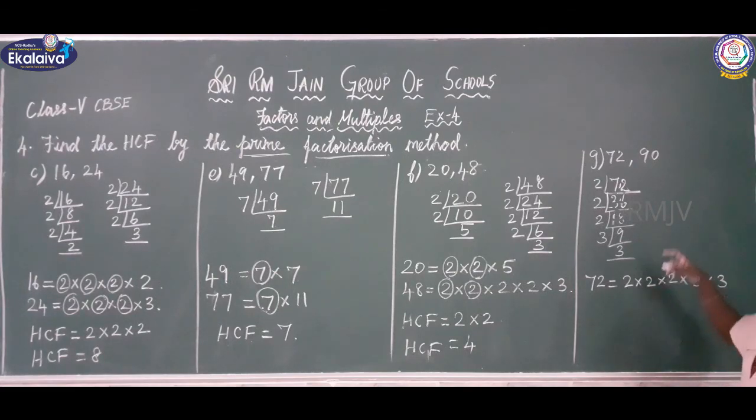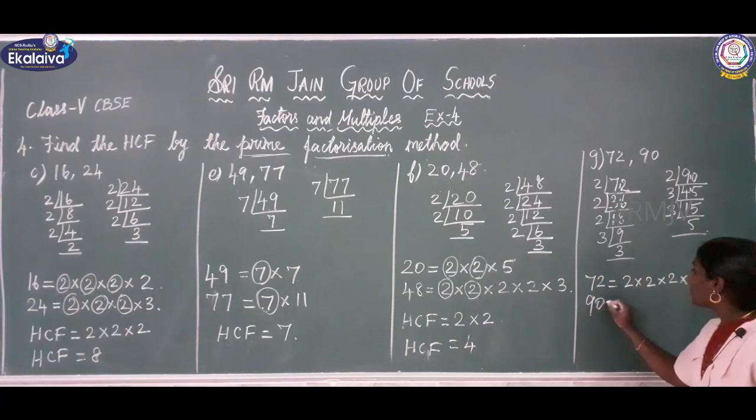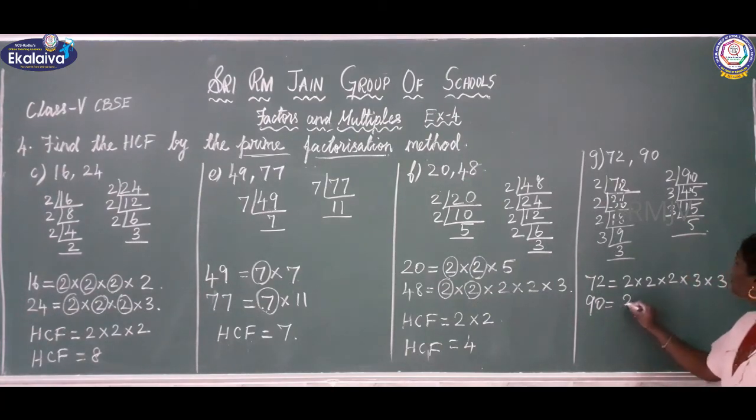Okay. For 90. 90 is divisible by 2. In 9, 4 times, remainder 1. In 10, 5 times. Here, now it's divisible by 3. Here in 4, 1 time, remainder 1. In 15, 5 times. Again 15 is divisible by 3, 5 times. So here we have to stop. Prime factorization of 90 is equal to 2 into 3 into 3 into 5.